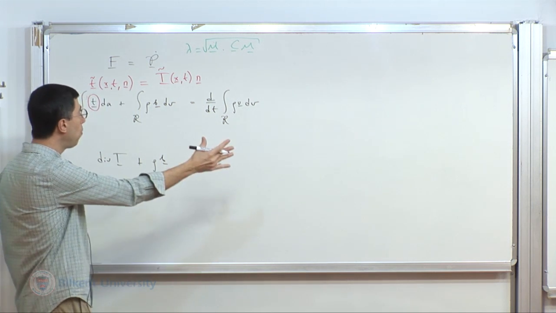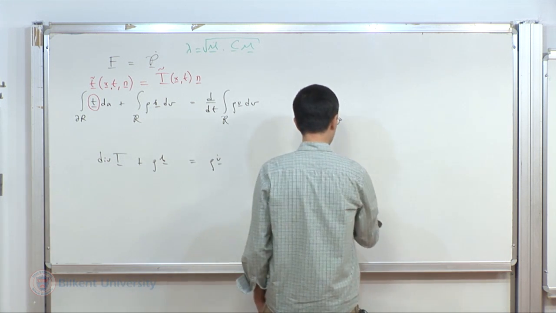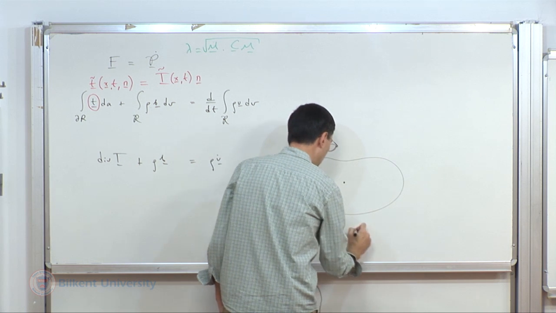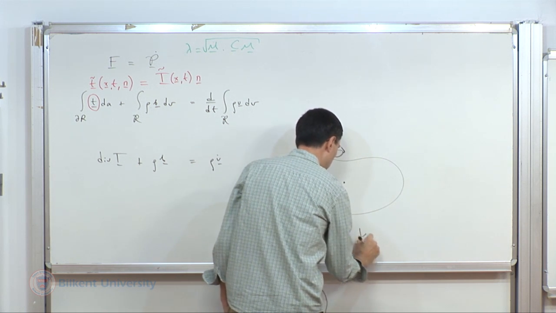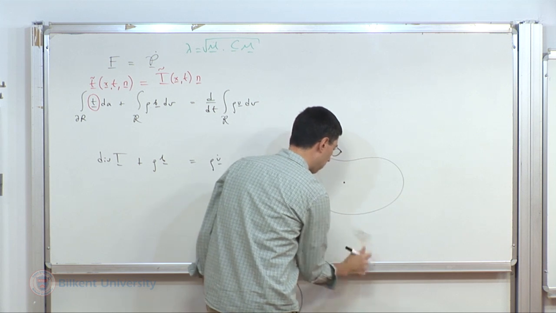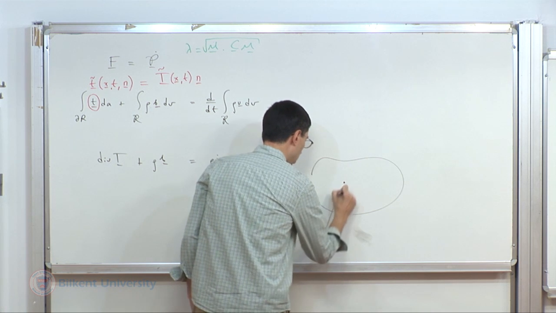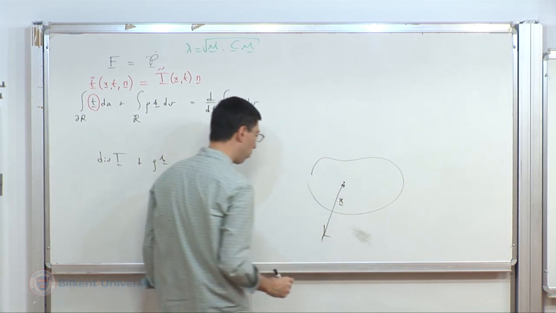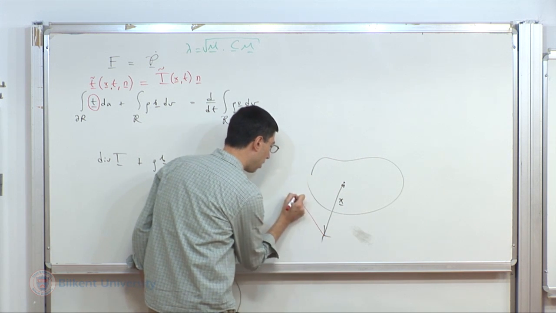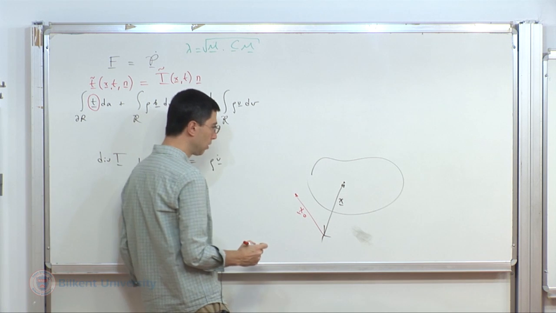And then we went on to the angular momentum balance. For angular momentum balance, if we have an observer, or some frame of reference, so let's draw it here, this is our spatial point X. What we did was we introduced a reference point, X naught.